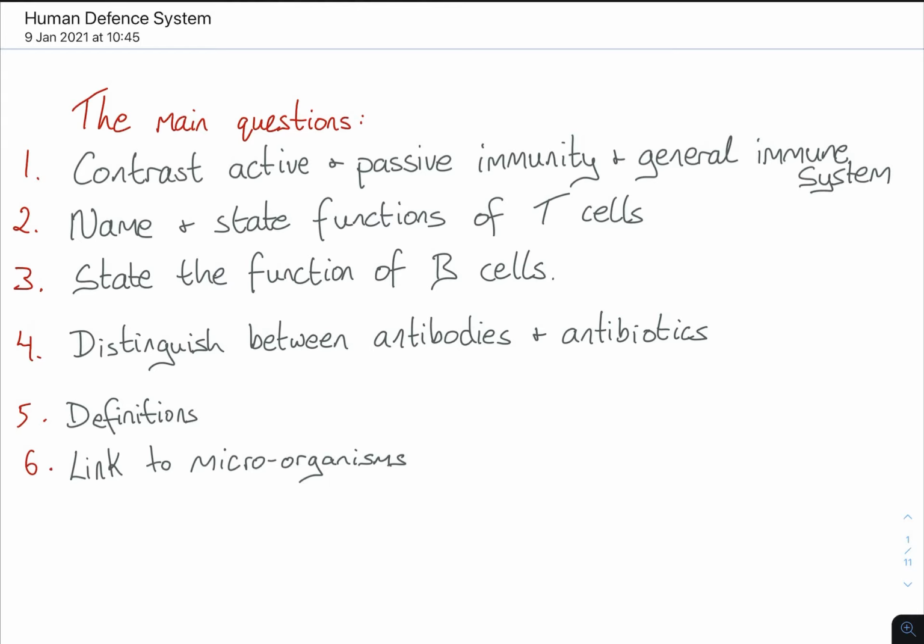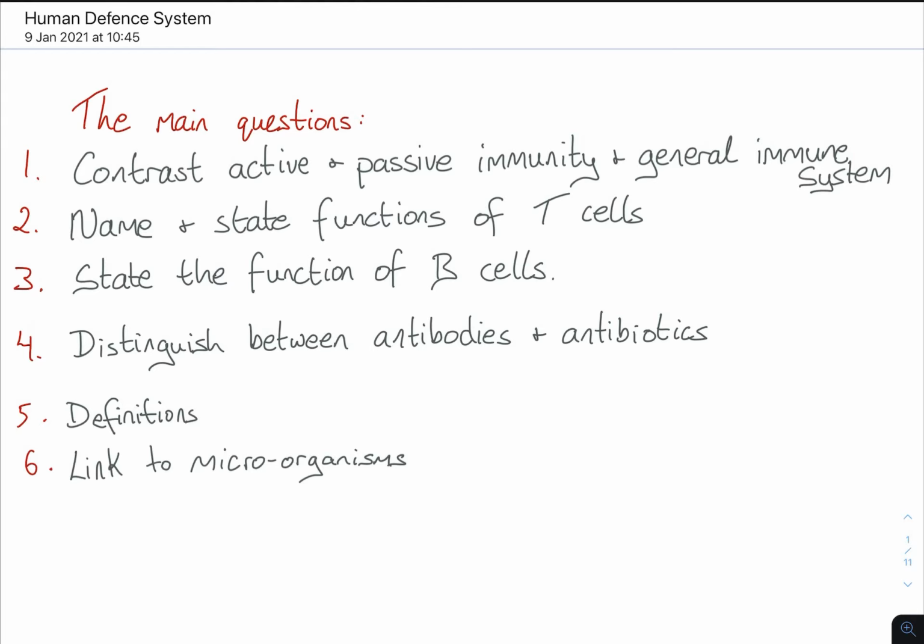So if we're looking at it, the main questions really are asking to contrast or compare active and passive immunity, and also the general immune system to an extent. To name and state the functions of the different T cells and the same for the B cells. To distinguish between antibodies and antibiotics comes up quite frequently. Definitions, and then obviously to link to microorganisms, which you can't have one without the other really.